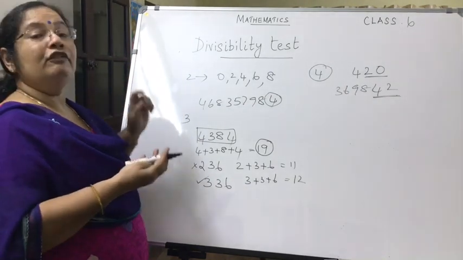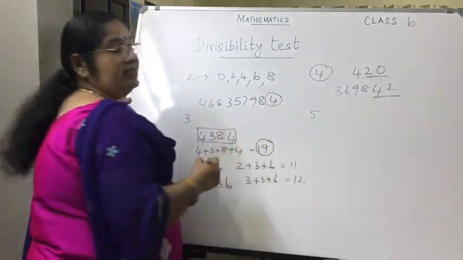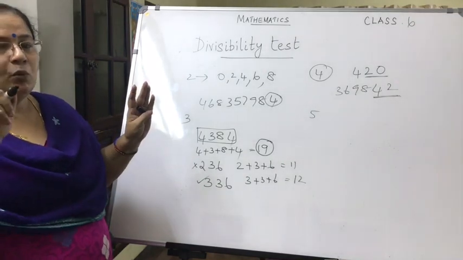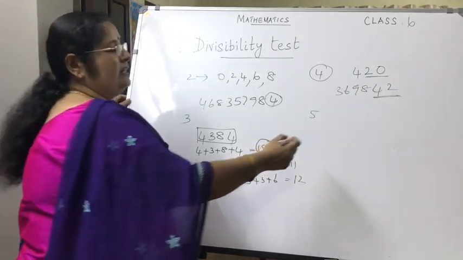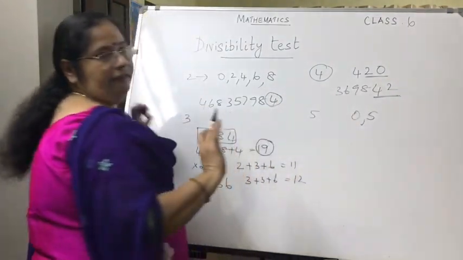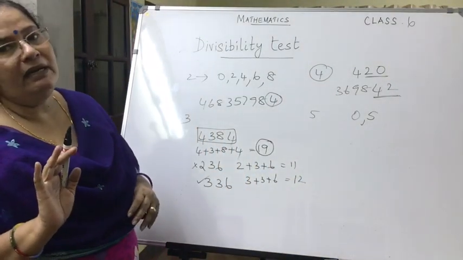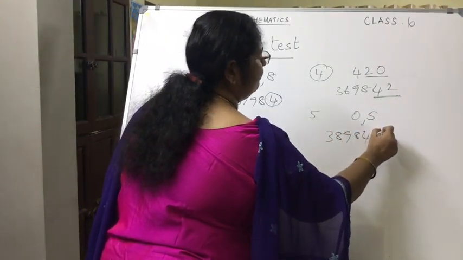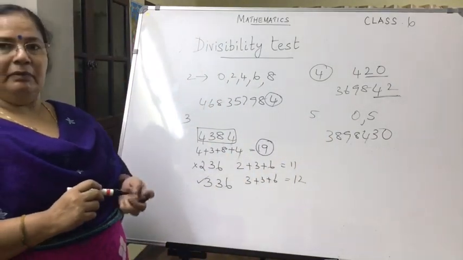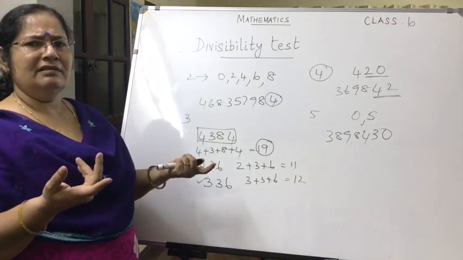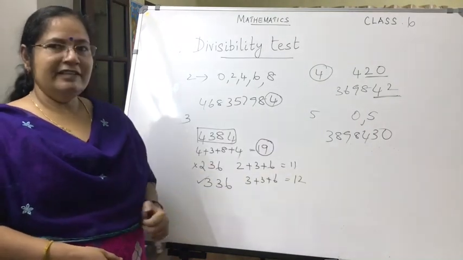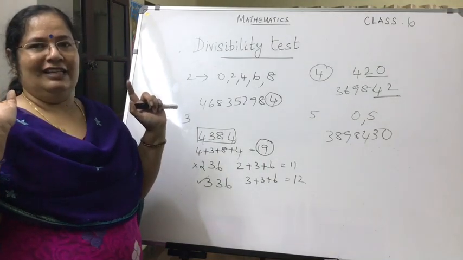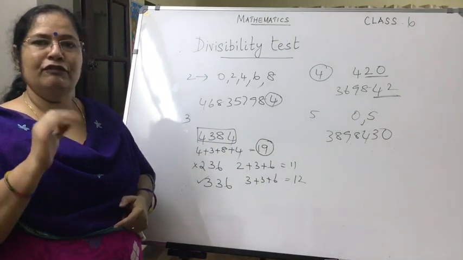Now, coming to divisibility by 5. To find whether a number is divisible by 5, like 2, you look for the digit in ones place. If the digit in ones place is 0 or 5, then the number will be divisible by 5. So suppose you are having 3898430. Is this number divisible by 5? Very well, you will say yes. How did you know? The ones place digit is 0. If it is 0, it is divisible by 5. So understood the divisibility test for 2, 3, 4 and 5.